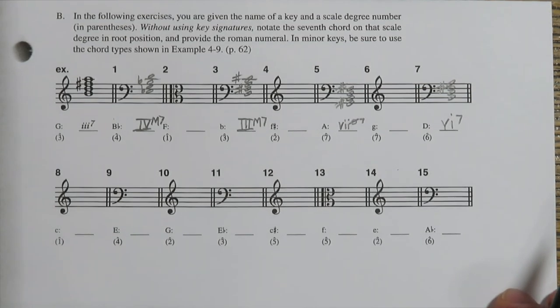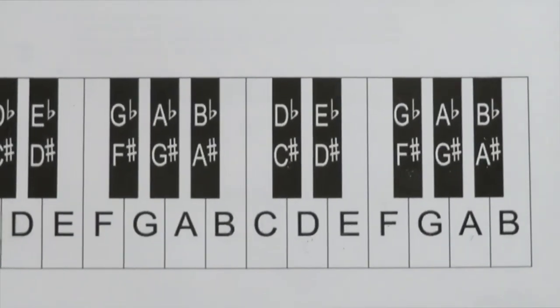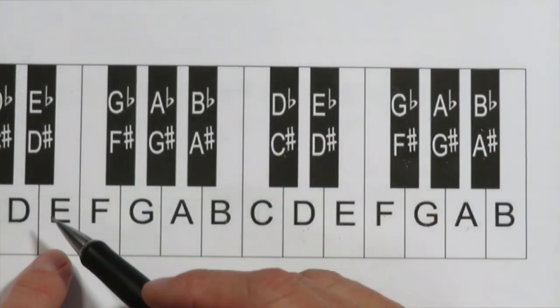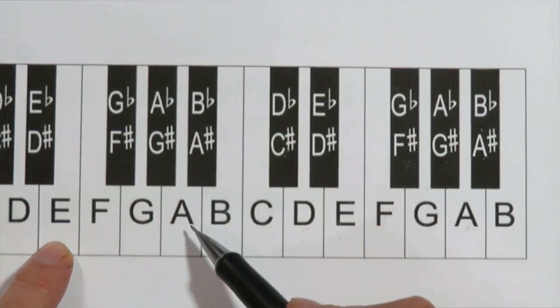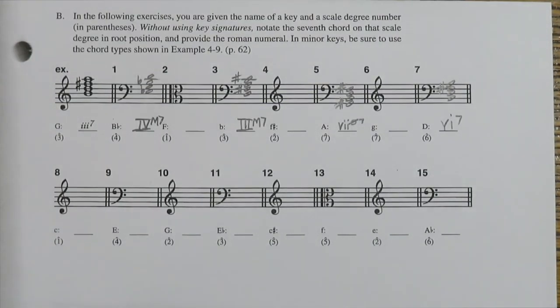And here we go with number 9. In E major, we want to build a 4 chord. Okay. E major has 4 sharps. F, C, G, D. And we want to build a 4 chord. So E, F sharp, G sharp, A. There's our 4 chord. All right. And we know that the 4 chord in a major key is major. All right. So it's going to be a 4 major 7th.